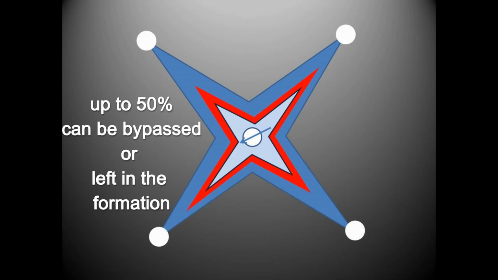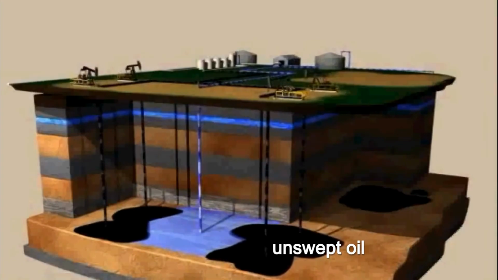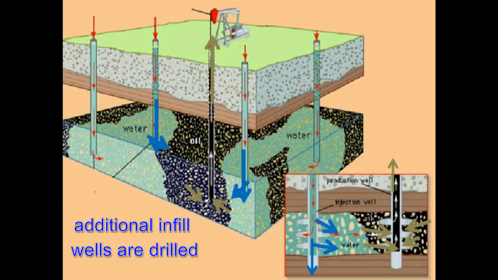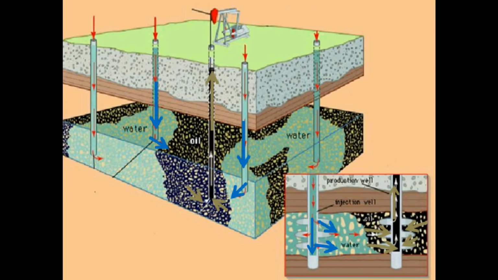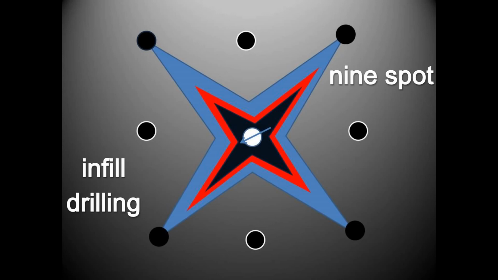Unfortunately, this can result in up to 50% of the oil being bypassed or left in the formation. Like I said before, this oil is referred to as unswept oil. To recover this unswept oil, the engineer sometimes drills additional wells that are called infill wells to get this remaining oil. Although expensive, the recovery of this unswept oil, still trapped in the reservoir, may make it worthwhile. Drilling more wells can convert a 5-spot pattern into a 9-spot pattern. It is also referred to as infill drilling.